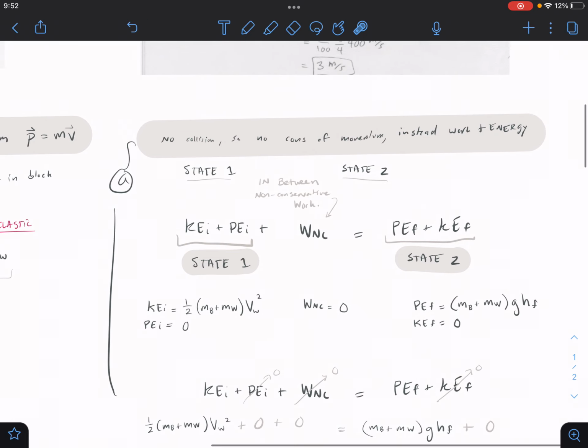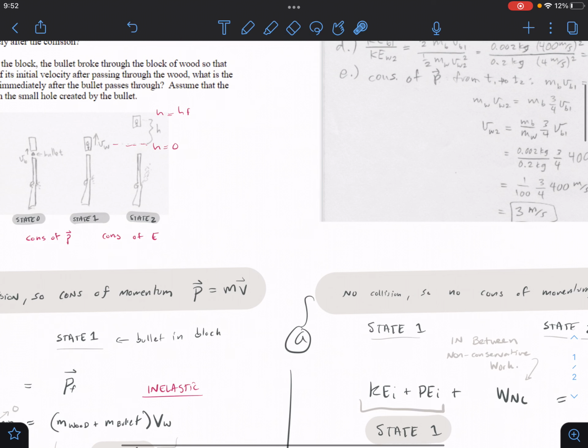Non-conservative work would be, say for example, this block has some sort of friction force. I don't know why, maybe it's sliding up against something. This frictional force would be opposing the direction of motion. When we have non-conservative work, it is the force in the system that's parallel to the direction of motion, multiplied by how far it travels.